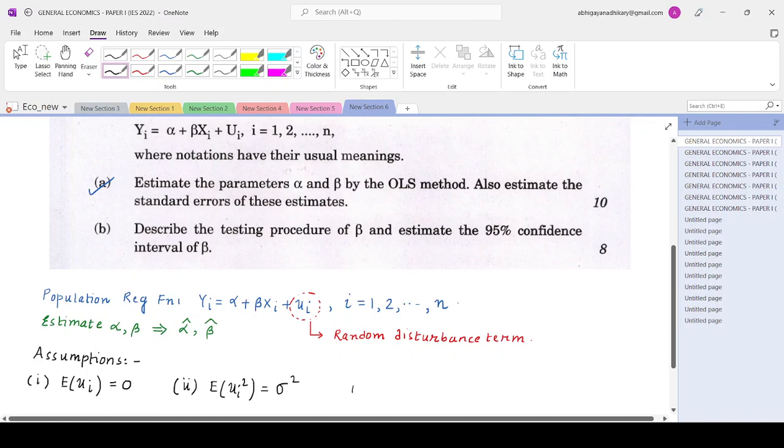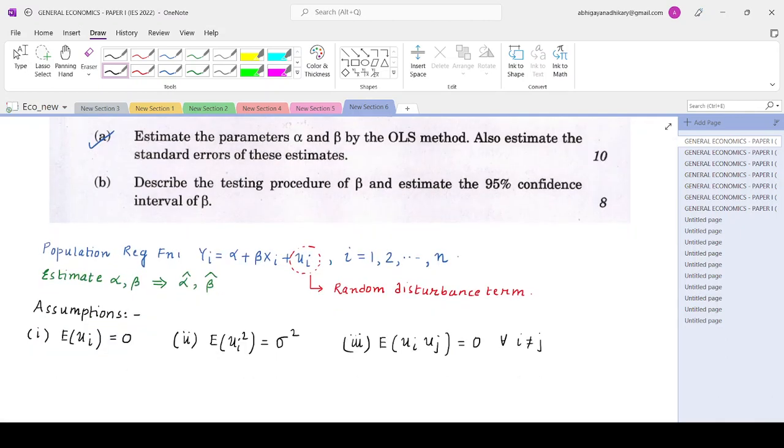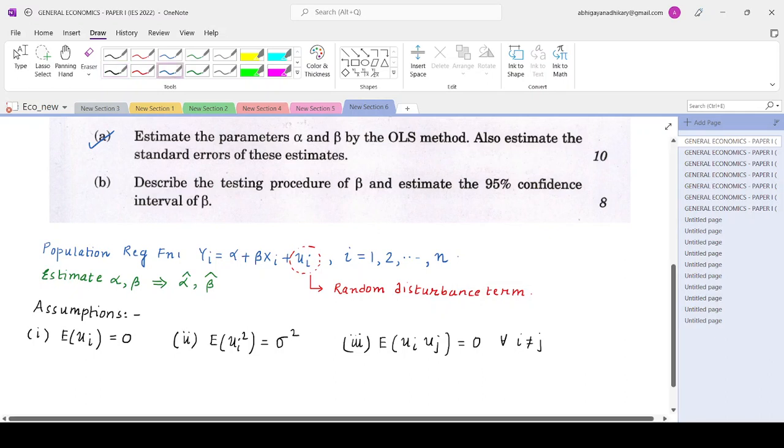And finally, number three, expectation of ui uj is equal to 0 for all i not equal to j. This is basically the assumption of no autocorrelation. So what I mean to say is that the errors across the sample observations are not related. The errors are in some sense independent. So that is what I mean by expectation of ui uj equal to 0. These are the important assumptions that we are taking.